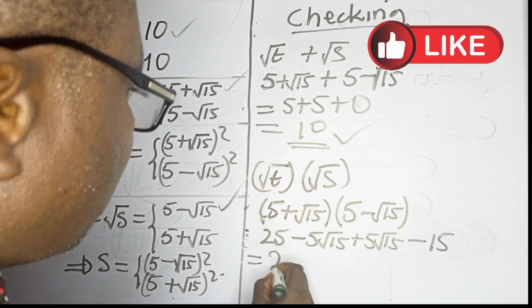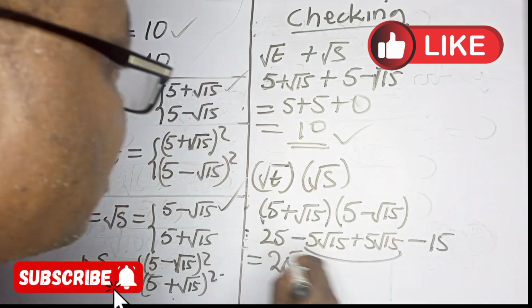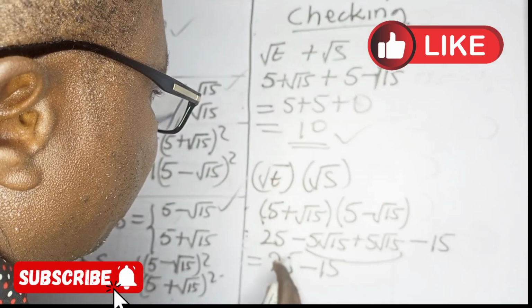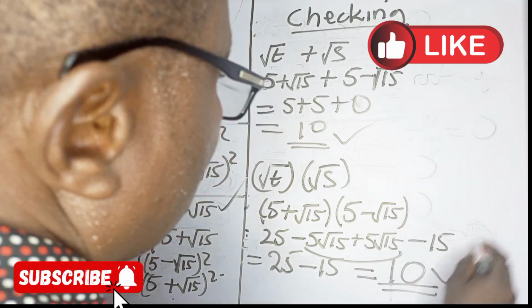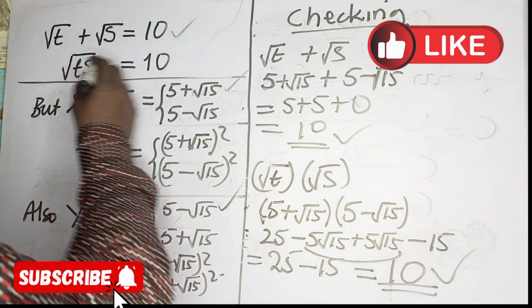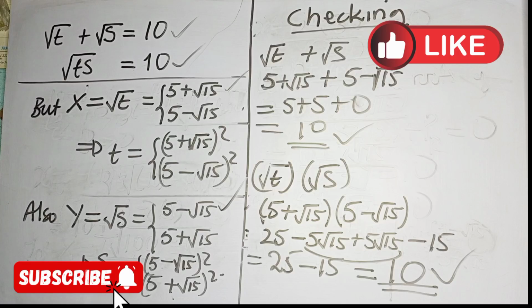So this gives us 25, this one here is 0, and 25 minus 15 is simply 10. So now the left hand side also agrees with the right hand side, confirming therefore that the values that we got for t and s are correct.